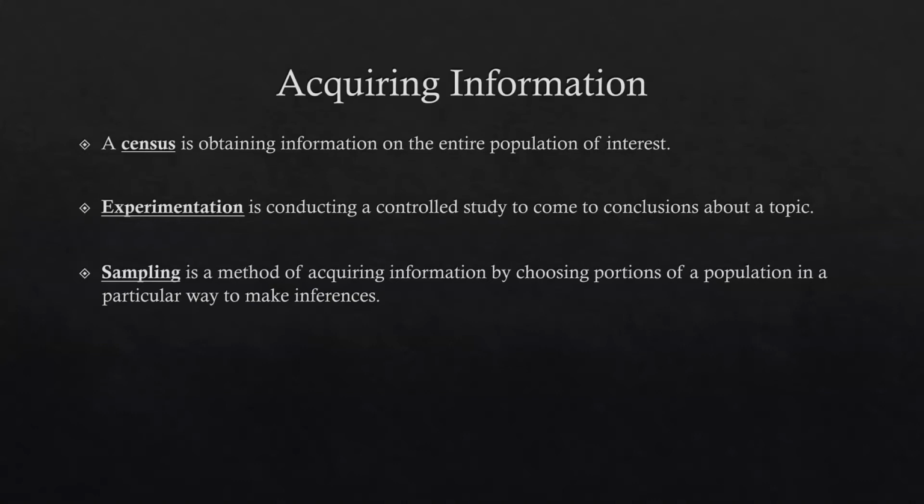So it tends to lend itself to other sampling methods, like experimentation, which is a controlled study that we can use to draw conclusions. But most sampling methods, sampling is a method of acquiring information by choosing portions of a population in order to make inferences about the whole population. So there are many sampling techniques we'll actually get in the next section. We'll get to view 3 or 4 others. This section we're going to look at the most common, which is simple random sampling.